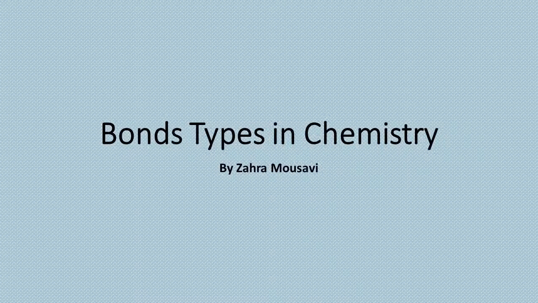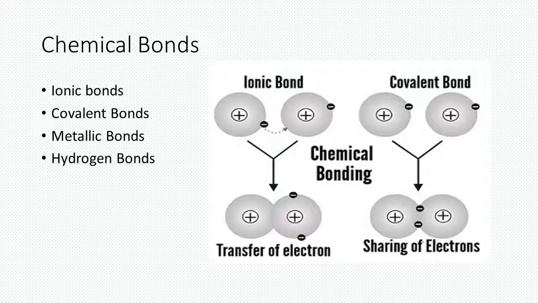Hello guys, so today I'm going to talk about different types of bonds in chemistry. There are 4 different chemical bonds. The most important ones are ionic bonds and covalent bonds, and after that we have metallic bonds and hydrogen bonds.